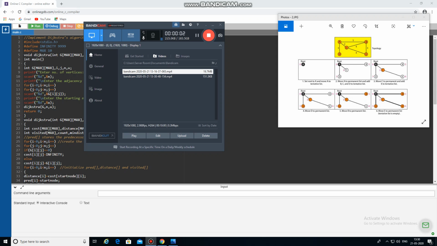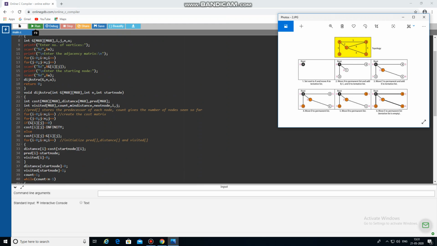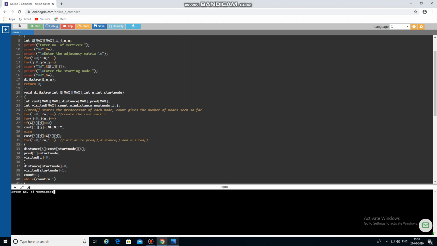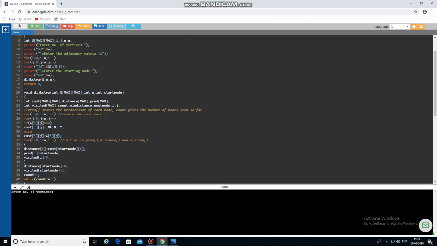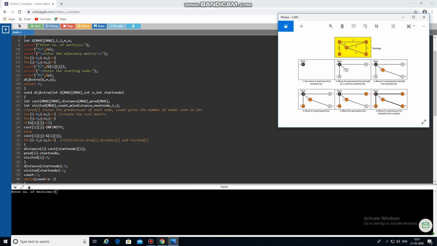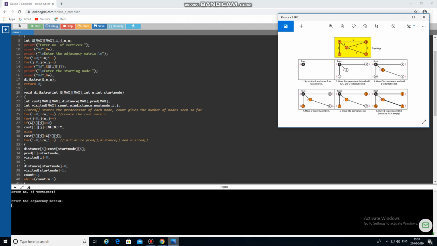We shall continue the execution of the program of Dijkstra algorithm. Here I have pasted the program. I am going to execute it. Once I execute, I will enter the number of vertices. Vertices means number of nodes. The number of nodes selected in this example are 5. So I will enter it here as 5. Once I enter it as 5, I will enter the cost matrix.